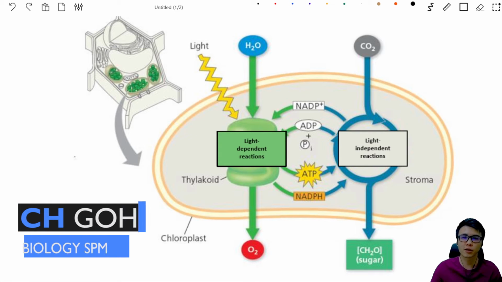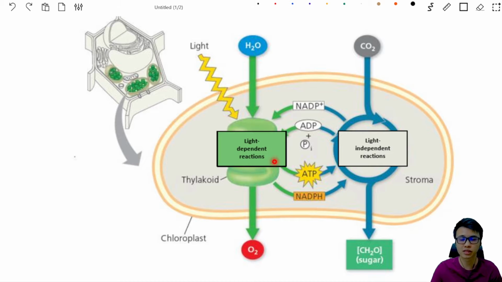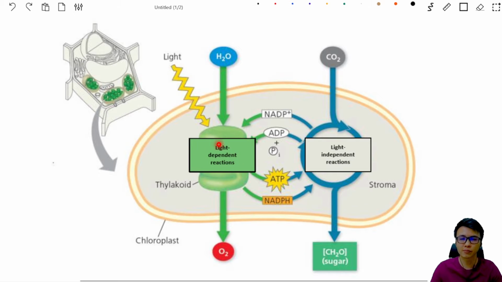Last week, we were talking about the first part of photosynthesis, which is the light dependent reaction. Again, light dependent reactions take in H2O and light energy to produce oxygen and also ATP and NADPH. ATP and NADPH will be sent to the stroma for the light independent reaction to produce sugar by using carbon dioxide. So today we are going to look into this light independent reaction.